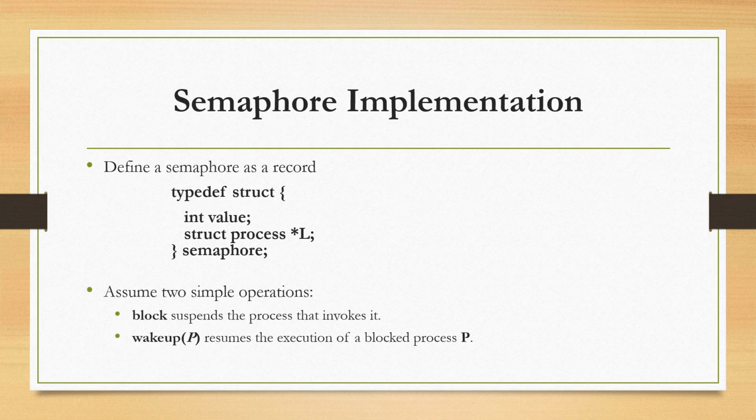Summary: semaphores are crucial for controlling access to shared resources in multi-threaded or multi-process systems. The block and wakeup operations provide a way to handle resource contention, ensuring that processes don't interfere with each other while using shared resources.